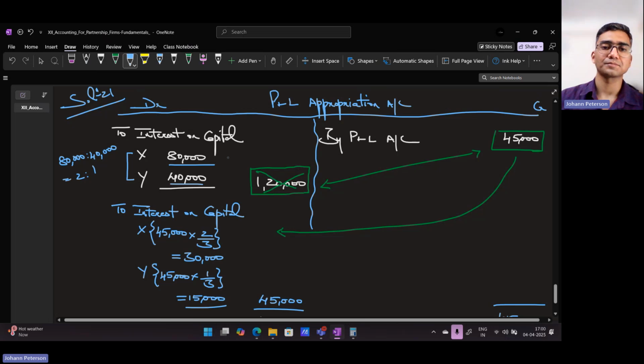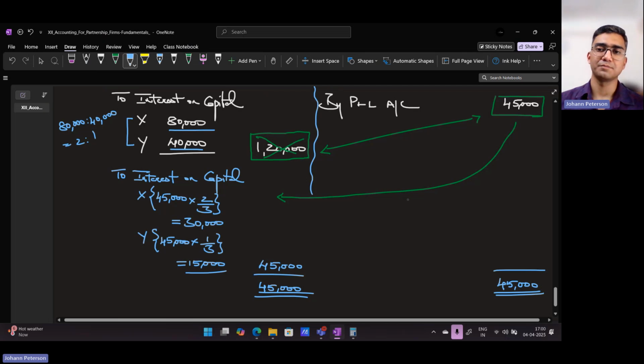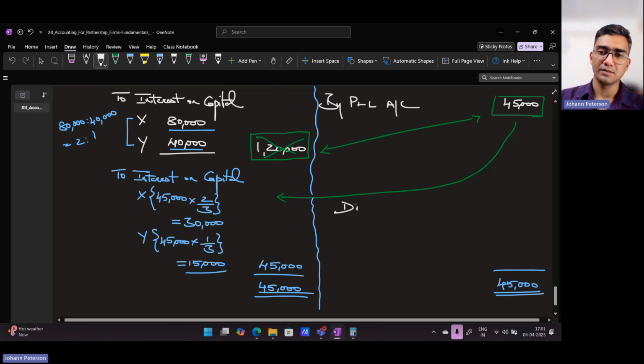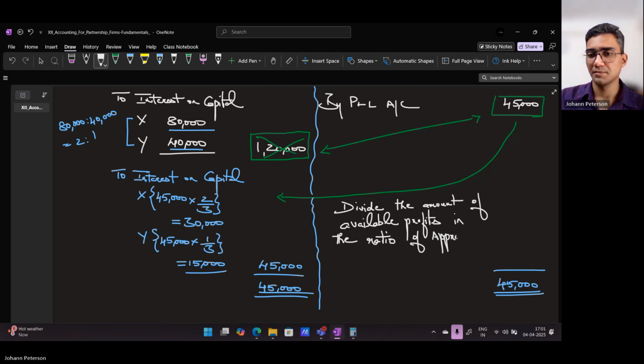So what have we done differently here? The thing that we have to do in such cases is when we do not have enough profits or enough amounts on the credit side in order to distribute on the debit side, then we divide the amount of available profits in the ratio of appropriations. And what do you understand by this?